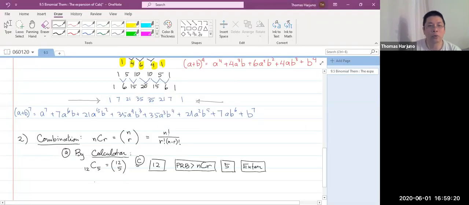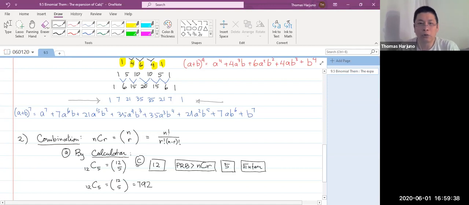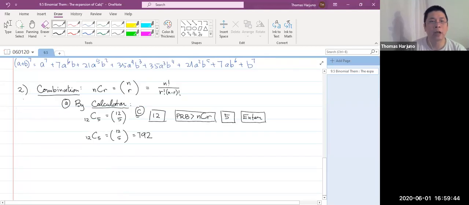Okay, so according to my calculator, 12 combination 5, or in our text, they write it as 12, 5 like this, that's 792. Now can I ask you to confirm that you know how to punch it on your calculator? Let me ask you to do another one.